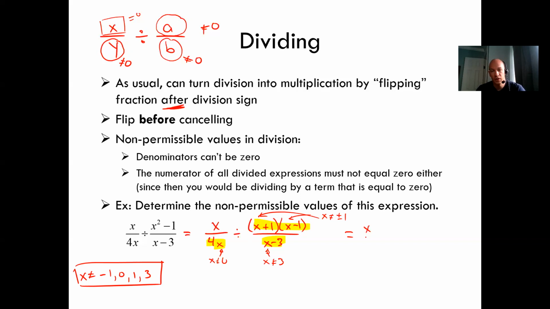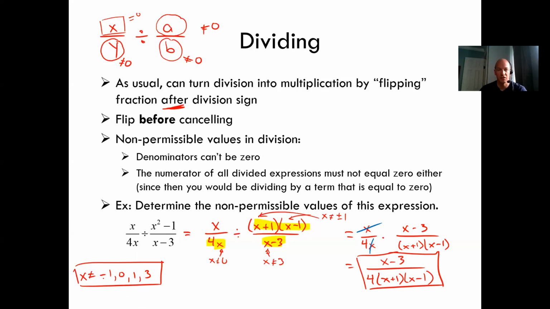Okay, so once we've got that all taken care of, we can go ahead and we can write this. I'm going to do my flipping first. Okay, then I'm going to grab my blue and I'm going to just cross the things I can cross out. So we've got an x here and an x here. And an x minus 3, okay, well, nothing else cancels, so that's it. So this will simplify down to x minus 3 over 4 times x plus 1, x minus 1. And I'm happy with that answer. And provided that x is not equal to -1, 0, 1, or 3.